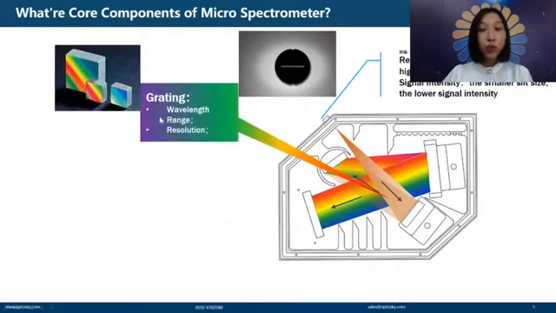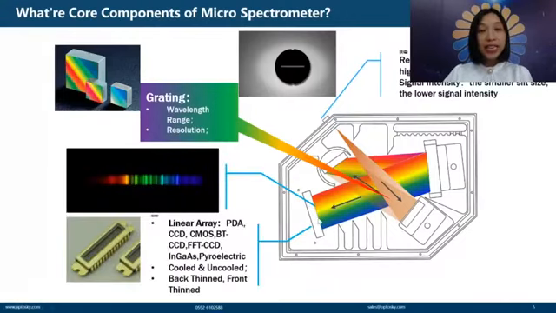Next, we have the grating in this place. The grating is a very important component. It decides the wavelength range and the resolution. Next, you can see here is the detector. The detector transforms optical signals into electrical signals, and it forms a spot beam stripe that looks like this. We put this stripe onto the linear array, and then we can export the spectrum, that is, the electrical signals.